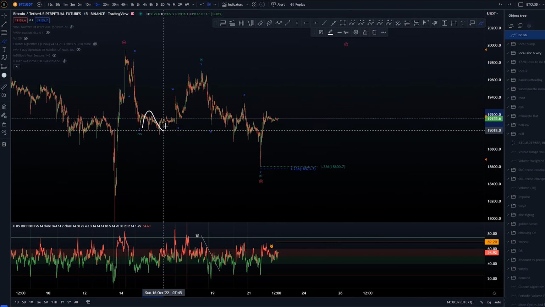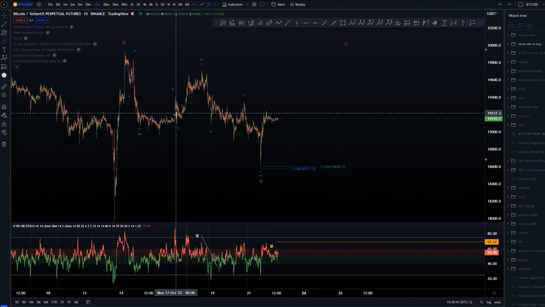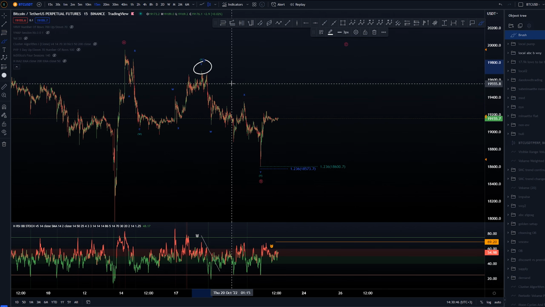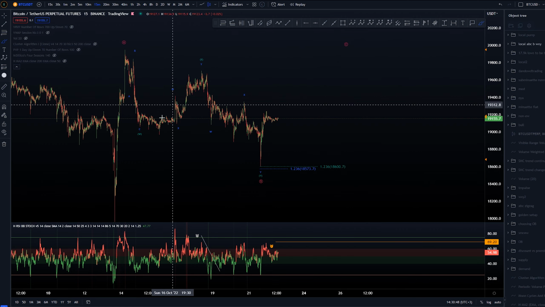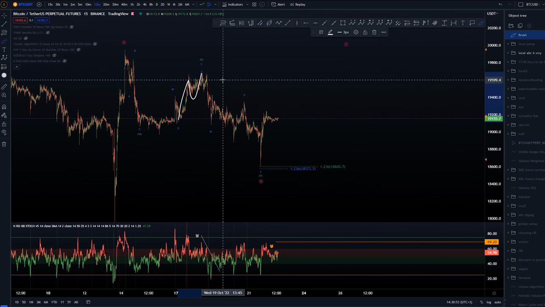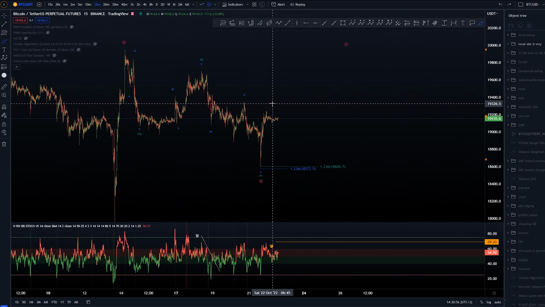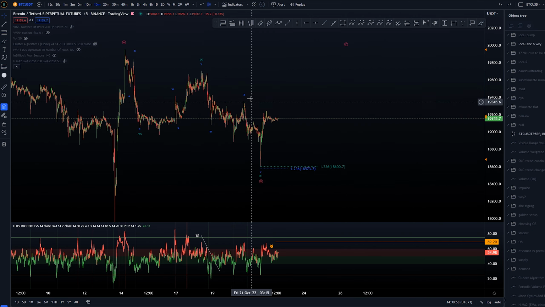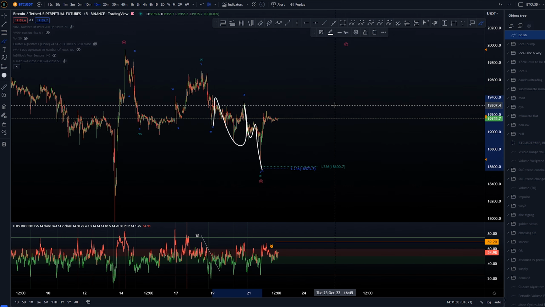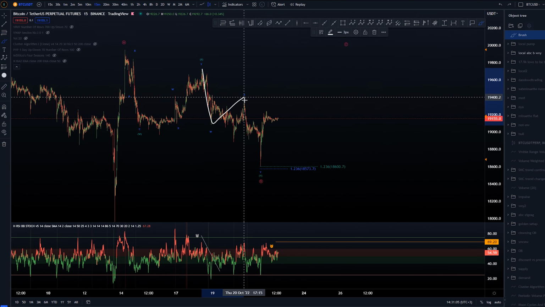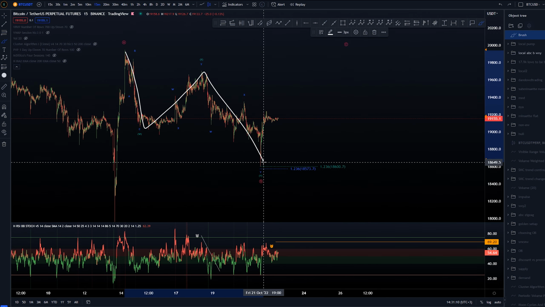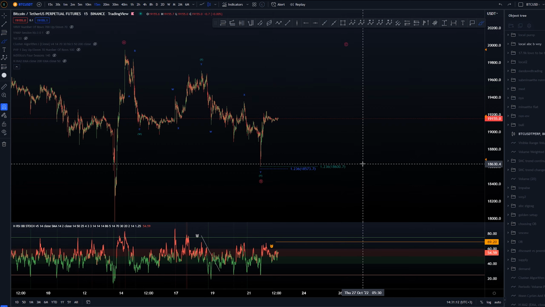ABC in here, a three-wave structure into W, three waves into X, and then another three-wave structure into wave Y. I feel like this is a pretty okay look for that X wave, creating an expanded structure here, three waves and then three waves. Of course, it is not perfect either, but it would explain this mess here a bit better, where we would have 3, 3, and then another 3. Again, this WXY would get to the 1.236, and the extension here on the higher time frame would get to the 1.236 as well.